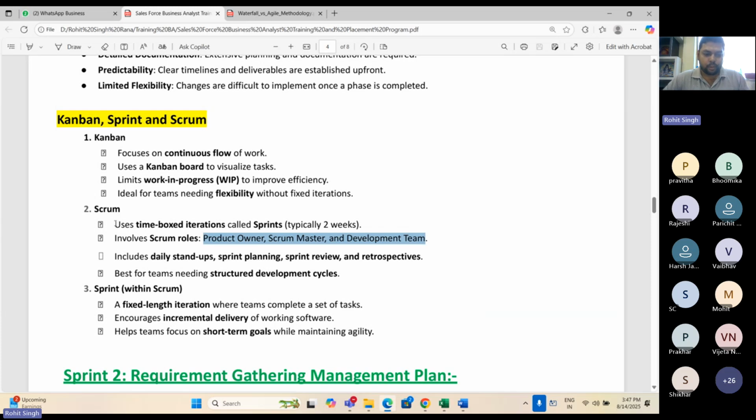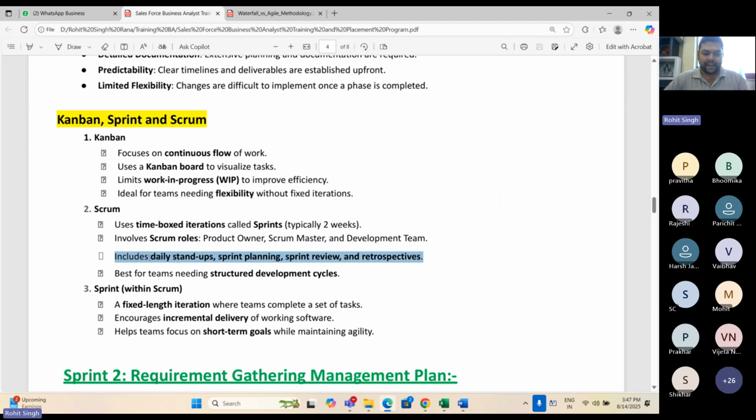It uses a time boxed iteration like sprints. Usually 2 weeks, otherwise 3 or 4 weeks. There are three roles in Scrum, which I've told you: product owner, Scrum master, and development team. These are the Scrum ceremonies or activities or events.